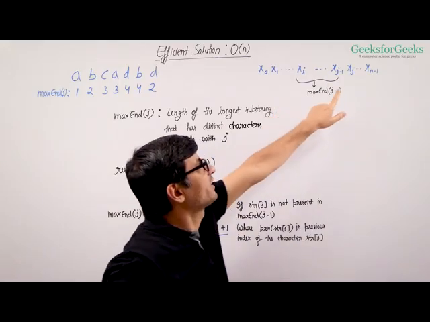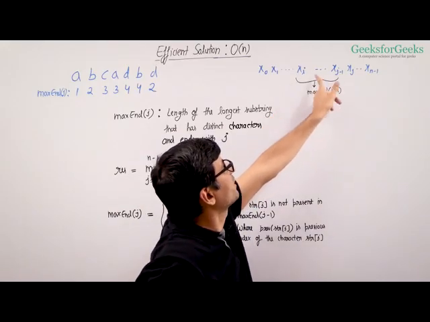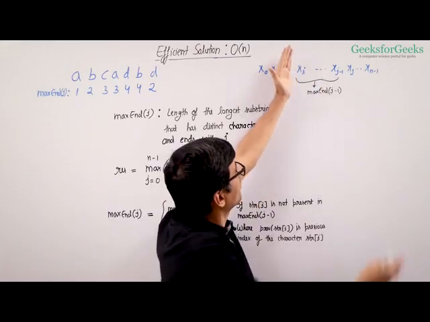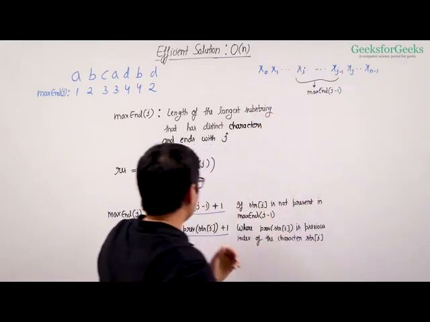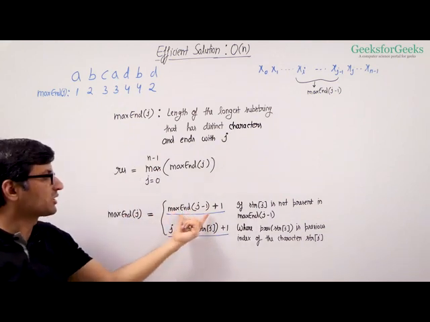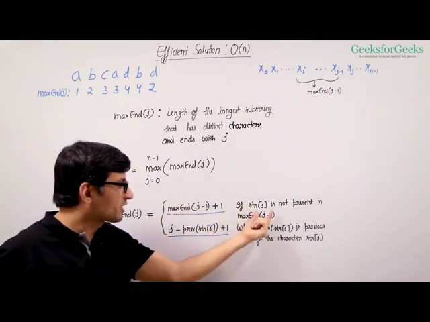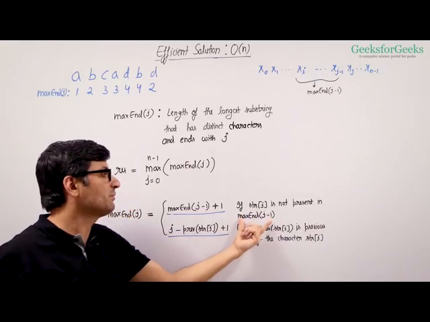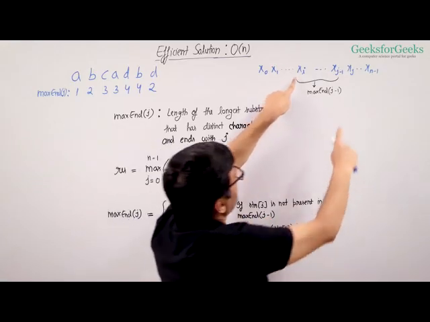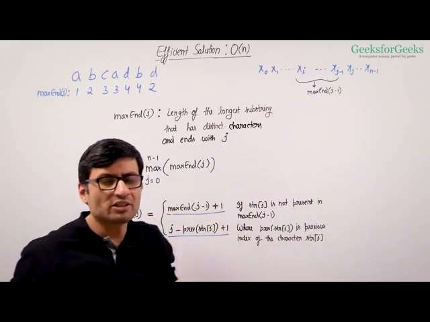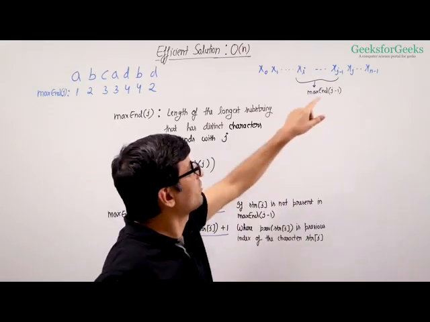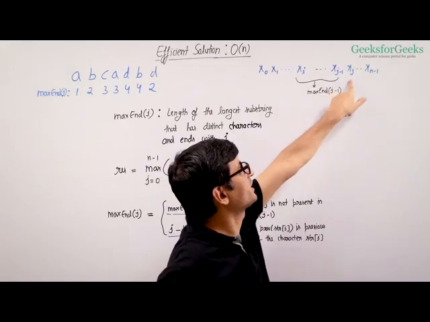See, if this character xj does not appear in this string at all, in this string from xi to xj minus 1, then my result will be maxend j minus 1 plus 1. If strj is not present in the string maxend j minus 1, in this string from i to j minus 1. If it is present in this string, then it will be from that index to xj.